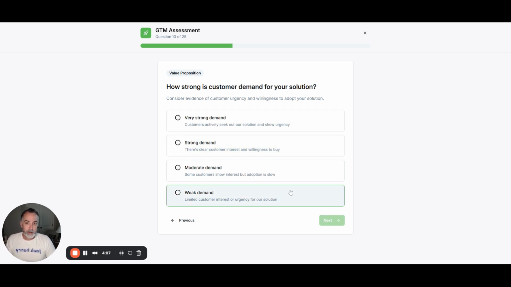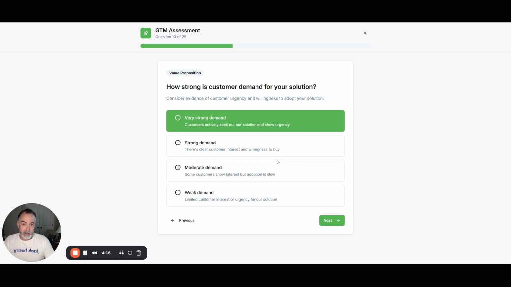How strong is customer demand? Well, they know for a fact. This is one that we can say very strong demand, because this particular solution, we know for a fact that people already pay for this.